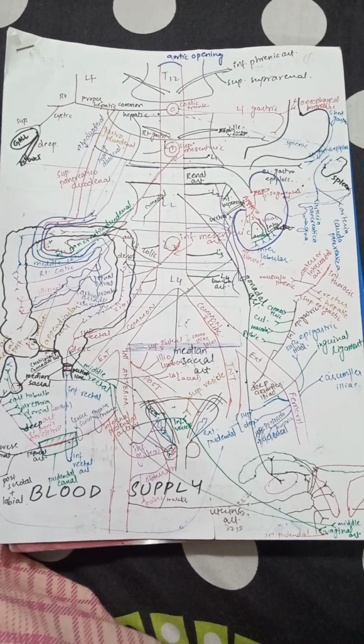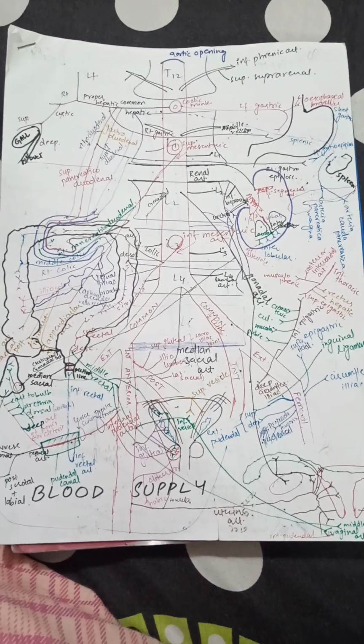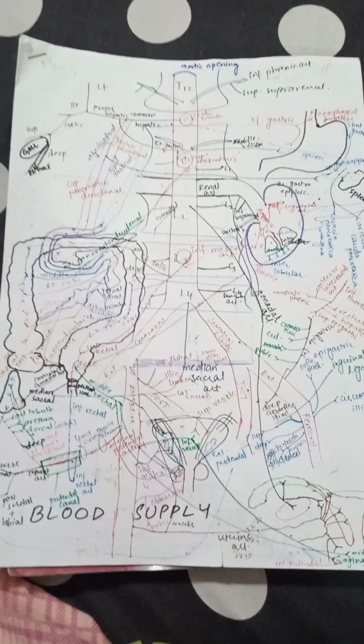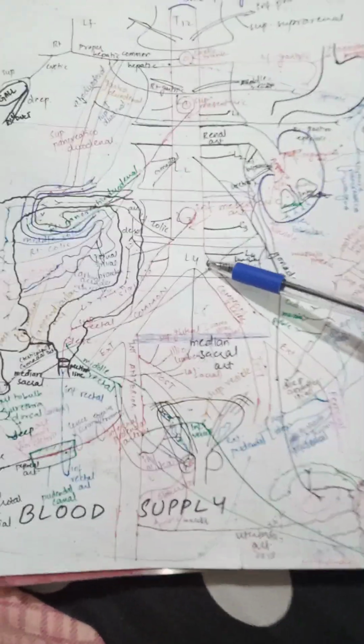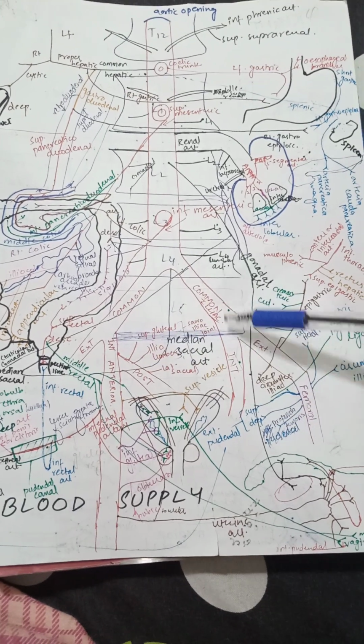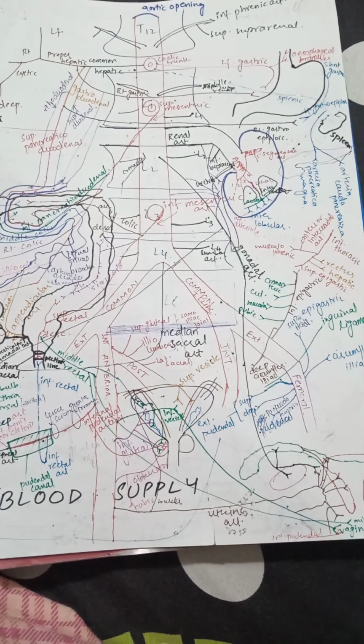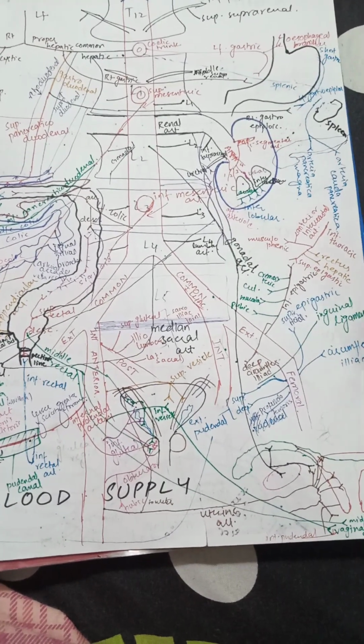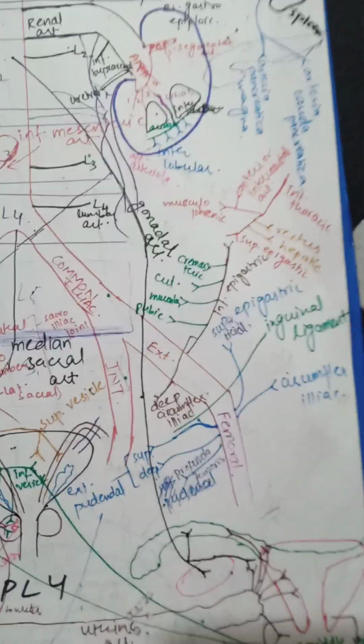Now we'll discuss the blood supply of the pelvic region. As we have already discussed, the aorta at the level of L4 divides into two common iliac arteries, and the common iliac arteries further divide into internal and external iliac arteries. Now, first we'll get to know about the cutaneous arterial supply of the abdomen.